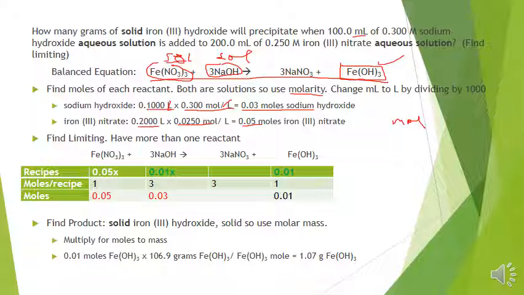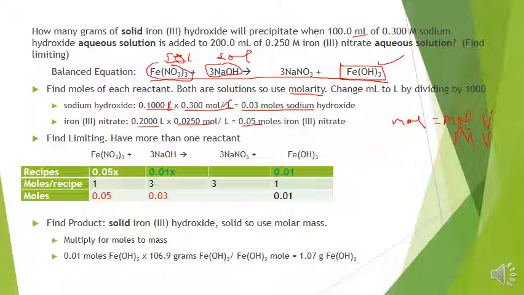So, just quickly, number of moles is going to equal the molarity times the volume, or big M times V. All right, so we have our moles.